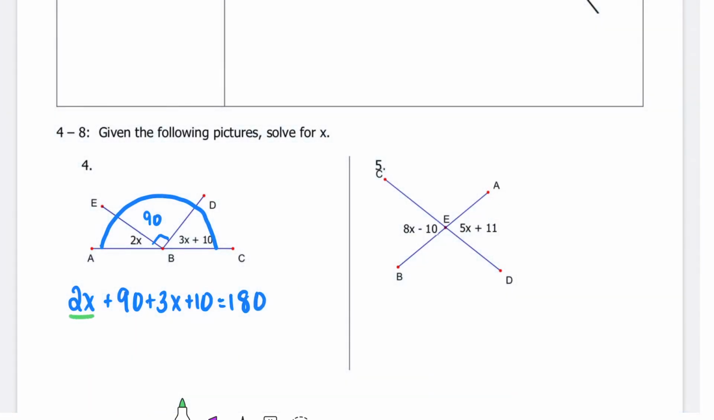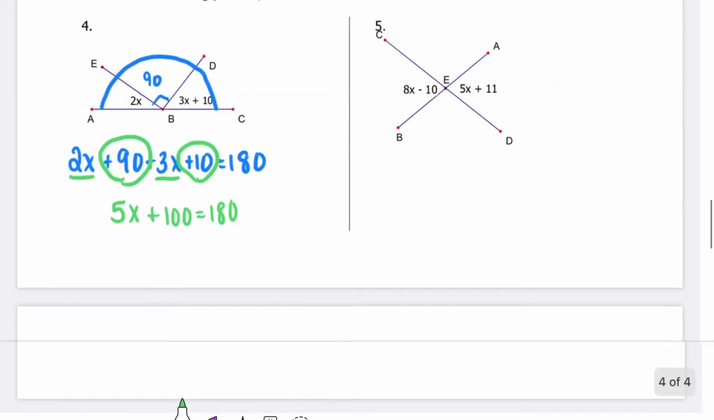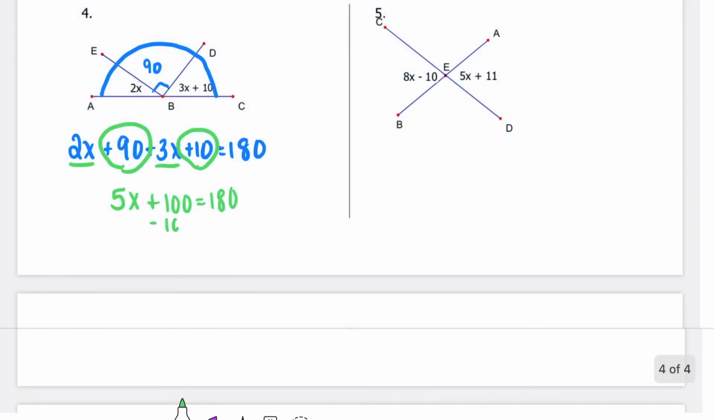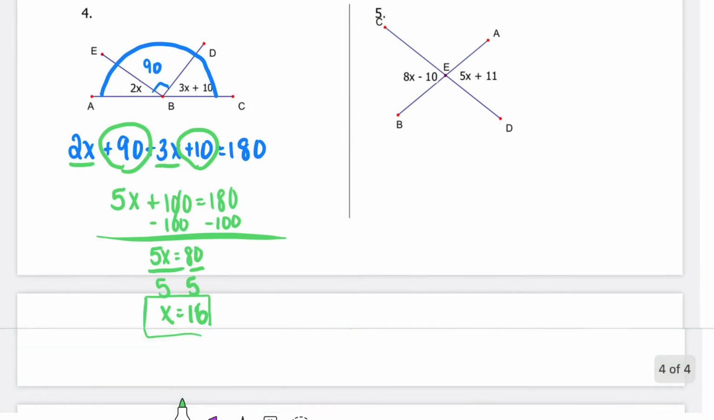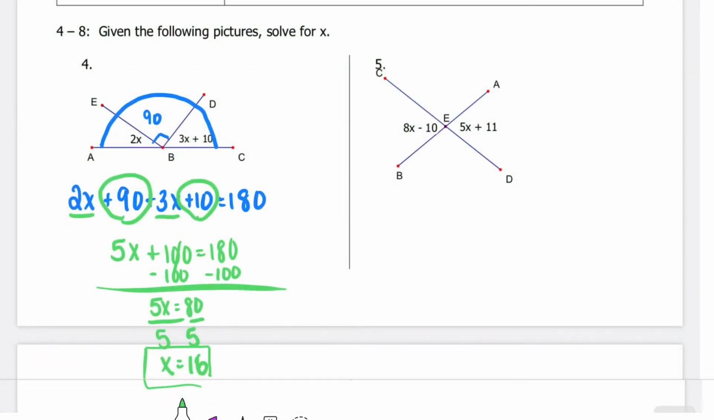So I'm going to combine my like terms. And I'm going to solve for x. And you should get x equals 16 for that first question.